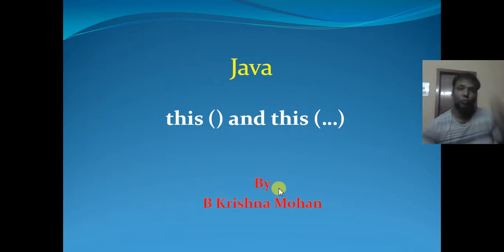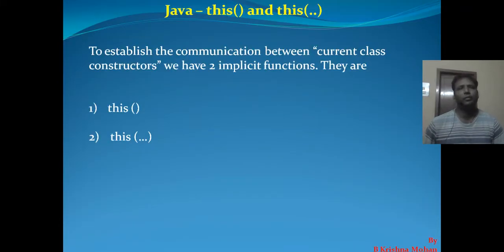Today we are going to learn about the this method: this with parameters and this without parameters. These are implicit methods. We will be seeing how they are being used in the Java program. First, going on to this.